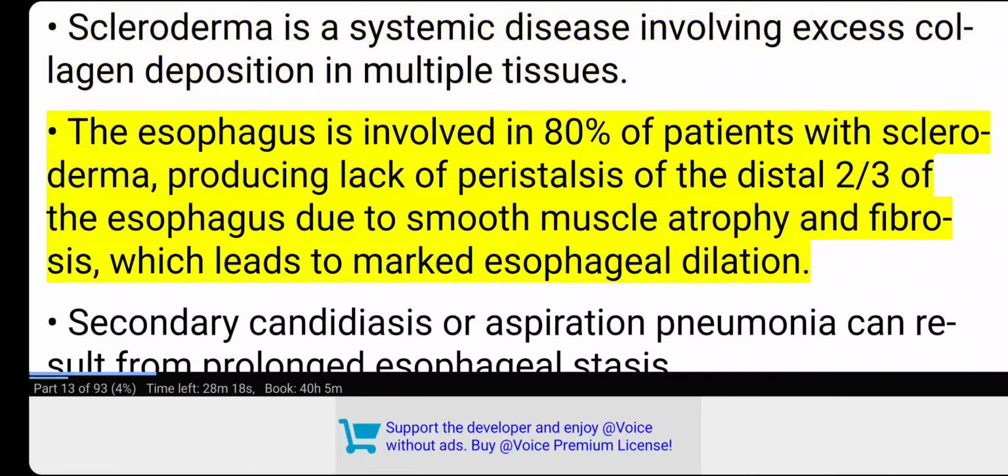Secondary candidiasis or aspiration pneumonia can result from prolonged esophageal stasis. The esophageal dilation is often apparent before the typical skin changes of scleroderma become evident.